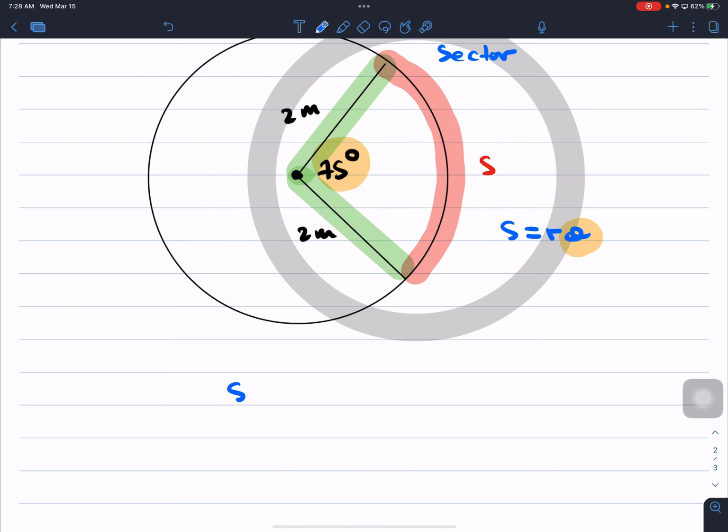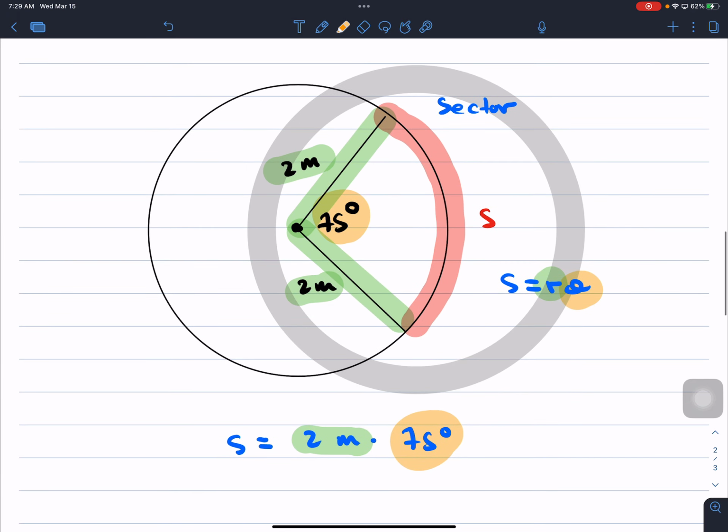Okay, so here's what I would write down personally. Write this down. This is S equals, what's your R? And I'm going to recommend put 2 meters. Bring along the units. And then you say, is this times 75 degrees? And I'm going to say yes. So you got the 2 meters for your radius, and then you got the 75 degrees for your angle for your sector, right in there.